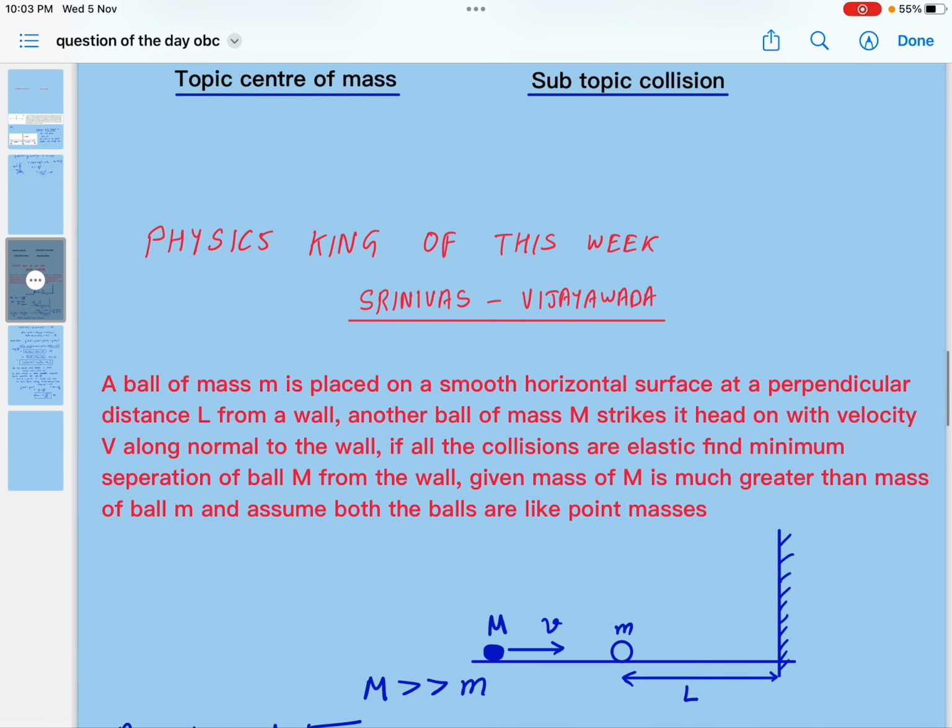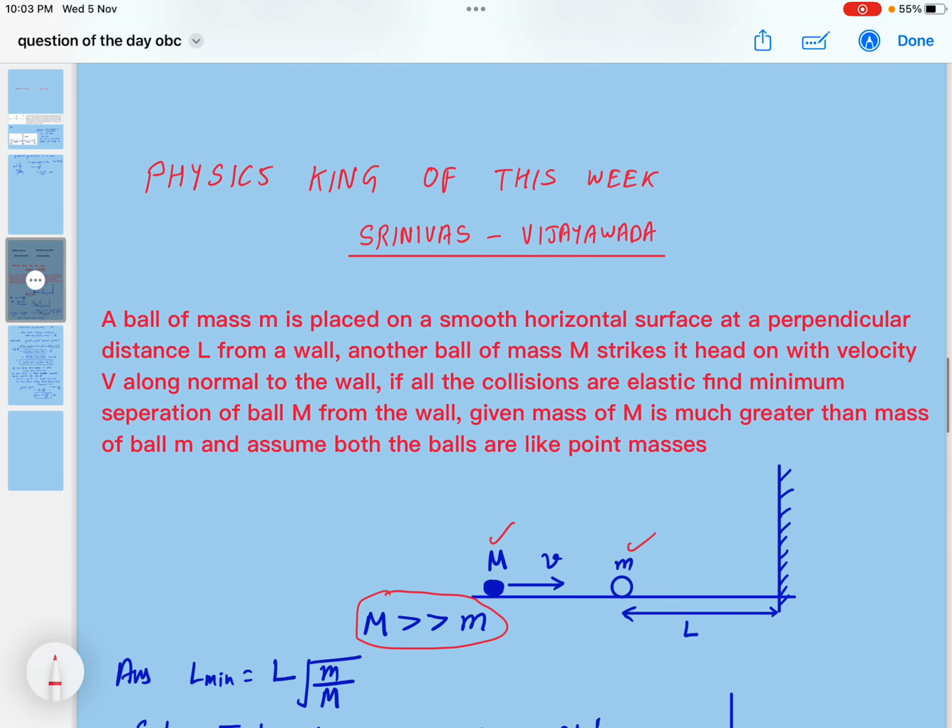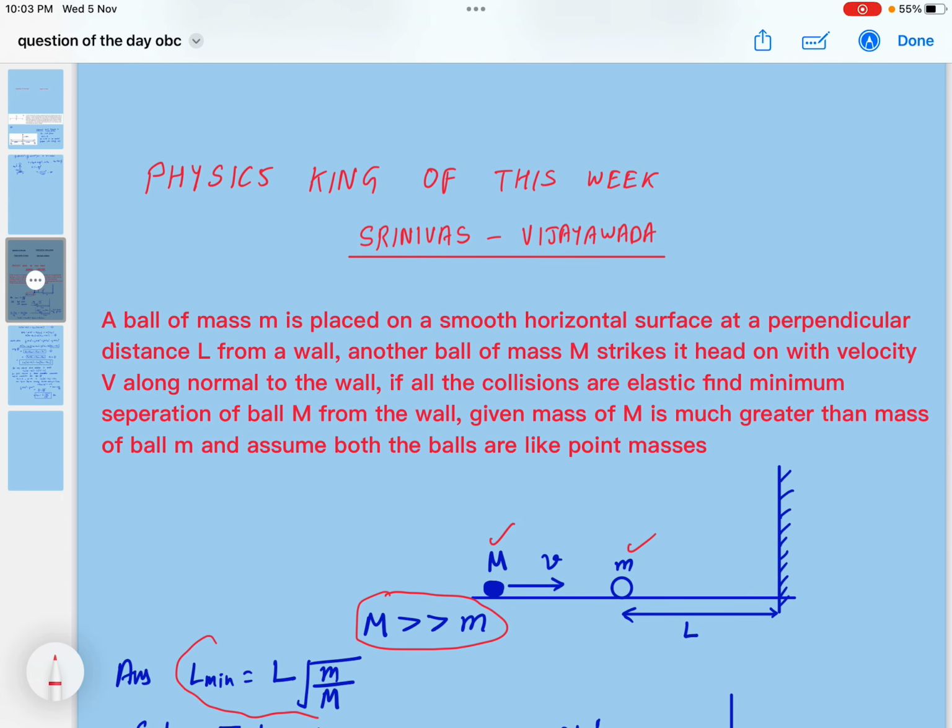So let's first see the question again. The question was very simple. Capital M was much greater than small m, so wherever required we can consider some assumptions, right? The correct answer is that the minimum distance is capital L in bracket small m upon capital M. Now you may think that since capital M is much greater than small m, it is a 1 by infinity form and it is 0. No, it's not like that.